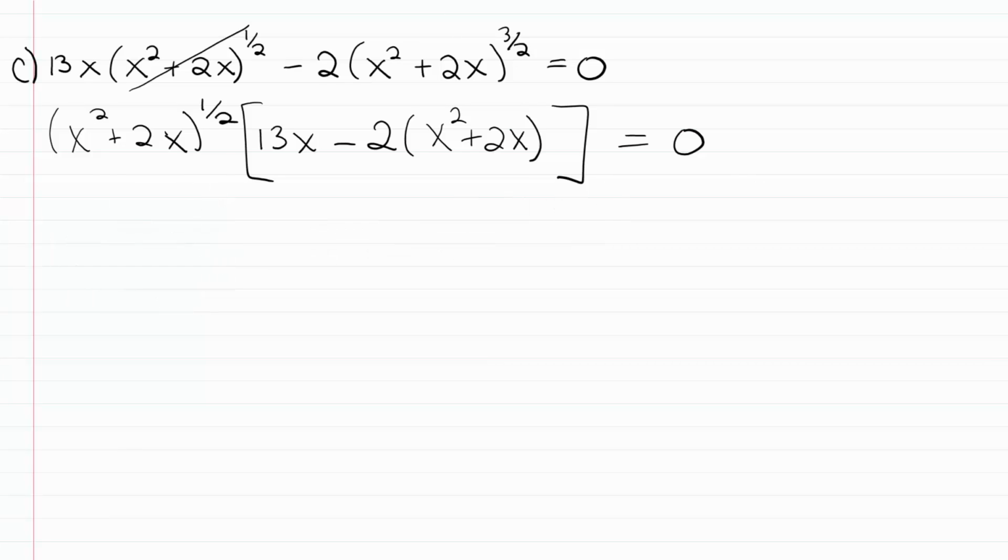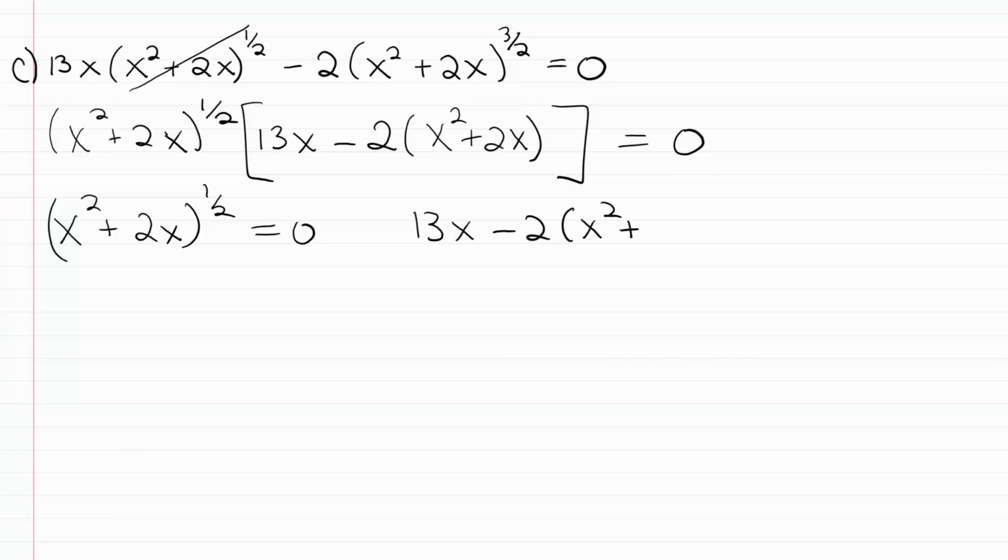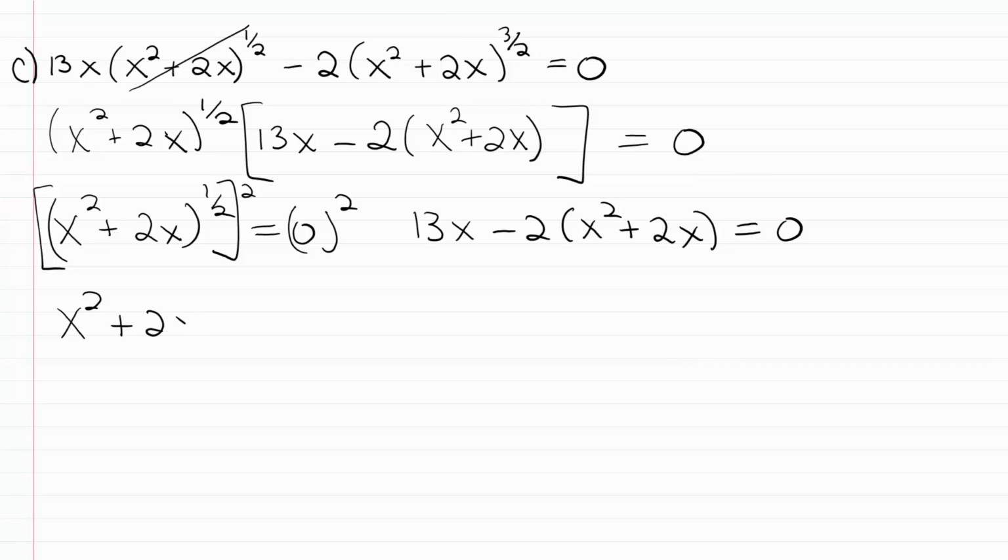All right, so you essentially have two things that are multiplied and the result is 0. That means we can apply the zero factor property. So I'm going to set x squared plus 2x to the 1/2 power equal to 0, and I'm going to set 13x minus 2 times x squared plus 2x equal to 0. The one on the left can be solved by recognizing that if we square both sides, we'll remove that exponent, right? If we square both sides, we end up with x squared plus 2x. Remember that squaring the 1/2 there will cancel that out, and 0 squared on the other side is just 0.